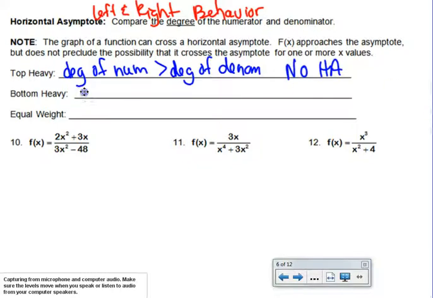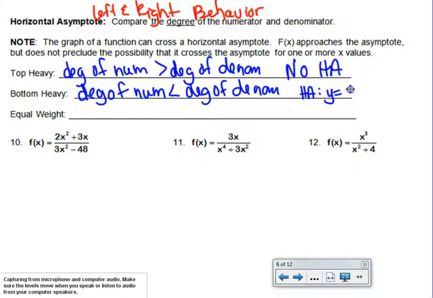When you have a bottom heavy fraction, the degree of the numerator is less than the degree of the denominator. And when that happens, your horizontal asymptote will always come out to the asymptote line of y equals 0. And an equal weight is where the degree of your numerator equals the degree of the denominator.